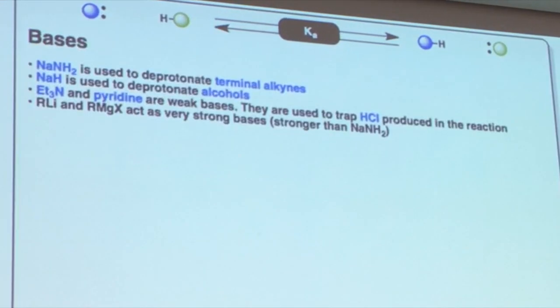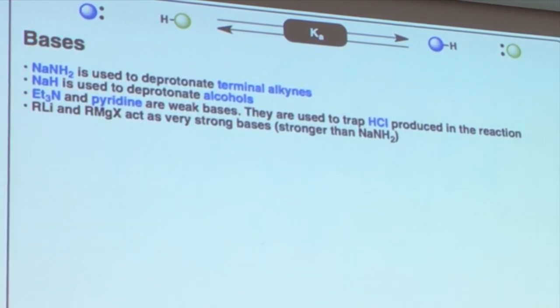There are some popular bases in this course that we need to know. In reality, there are millions of them, but there are some very popular ones. For example, the sodium amide that we know is used for alkynes only. Well, in our course. Sodium hydride is another base, and that's used to deprotonate alcohols. So if you want to deprotonate an alcohol and to make O minus from your alcohol, take sodium hydride. That's a good base for that.